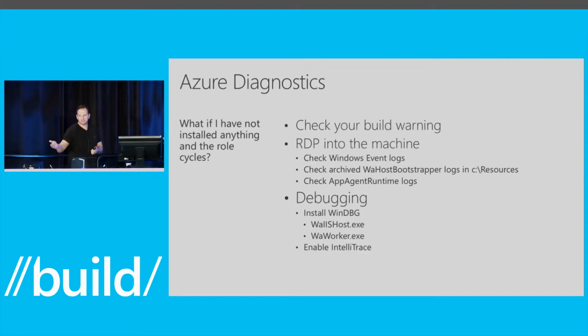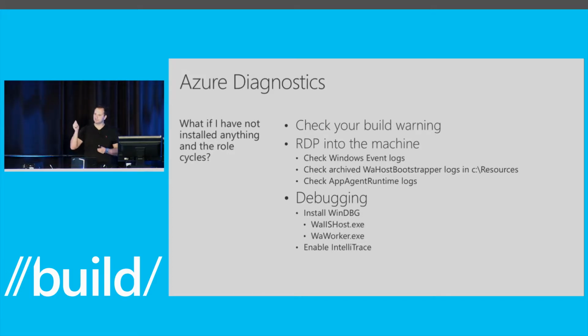And then if that doesn't help, you can go to the app runtime logs. Usually this is really the only thing you need to do in order to get a rich set of information. I would say in 9 out of 10 cases, you know why your role is cycling now if you do this.